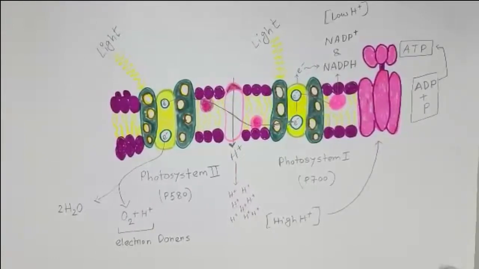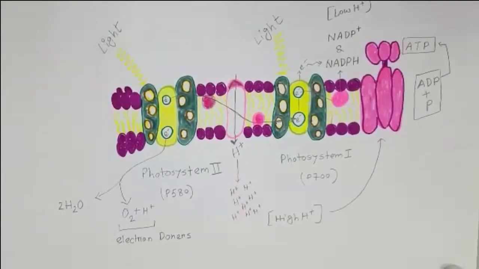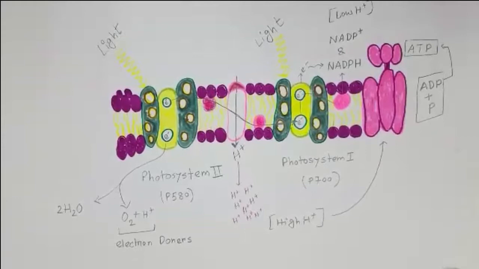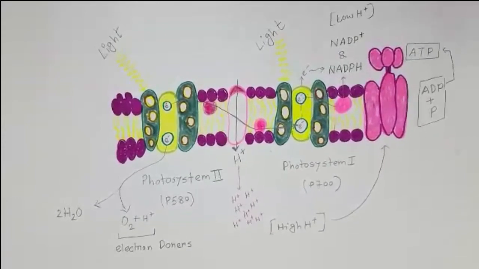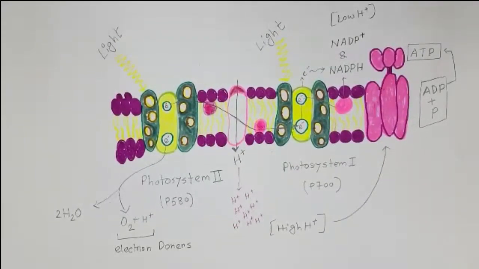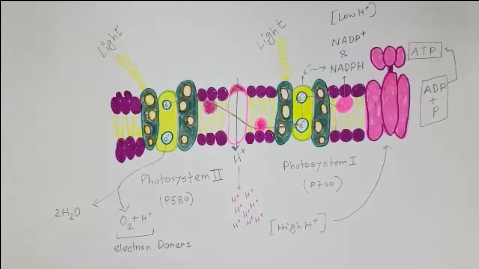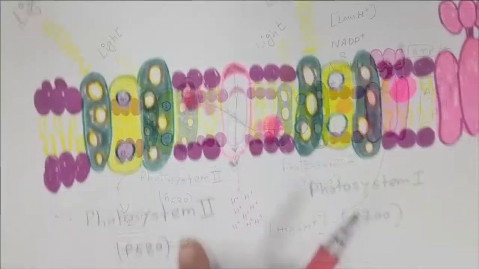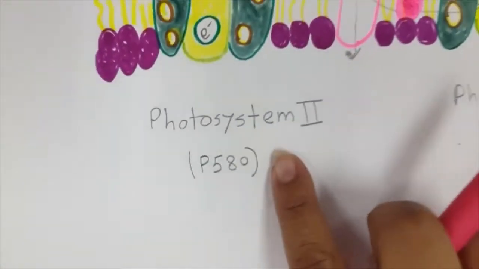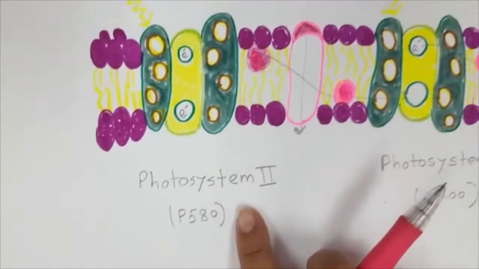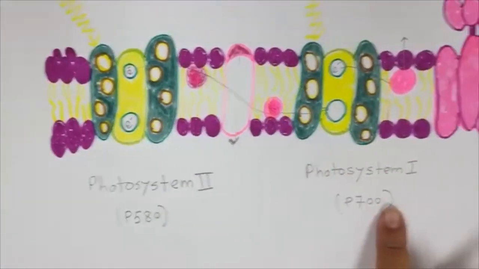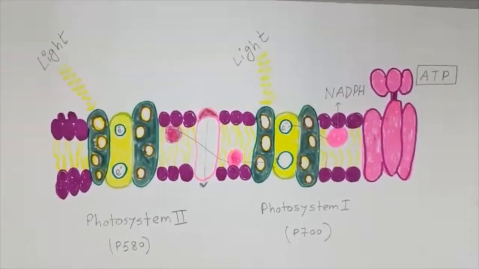So this is the phospholipid bilayer that represents a thylakoid membrane inside of a chloroplast. This is an electron transport system embedded in the membrane and this is ATP synthase. This is photosystem 2 and its wavelength, and this is photosystem 1.